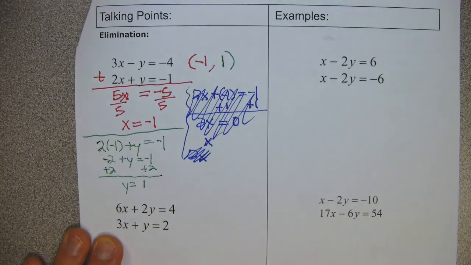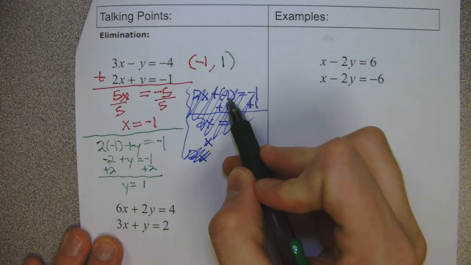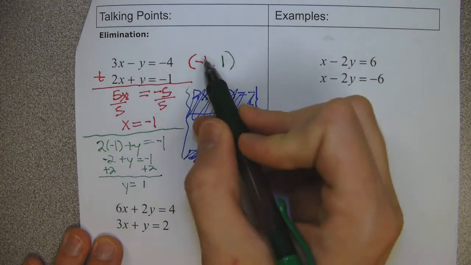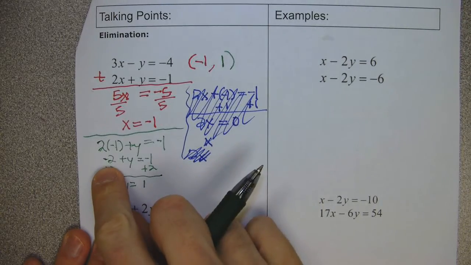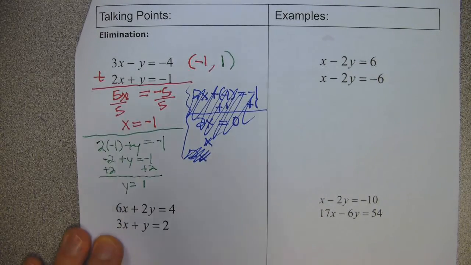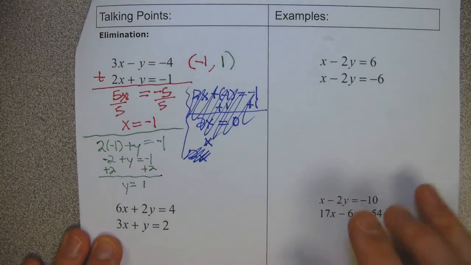So again, some pitfalls. Make certain that whatever you find, so in this case x, that you plug it in for x. And again, pay attention to things like your negatives. If you don't, it's going to cause you problems. All right, let's try this next one.